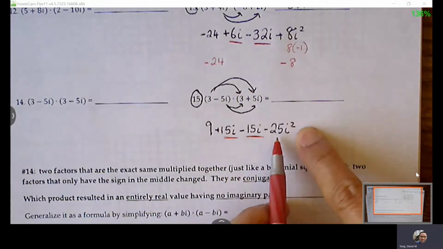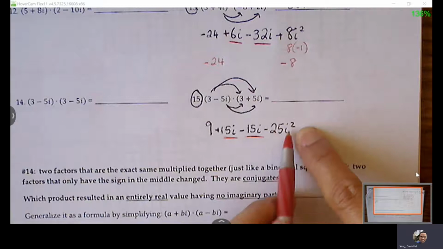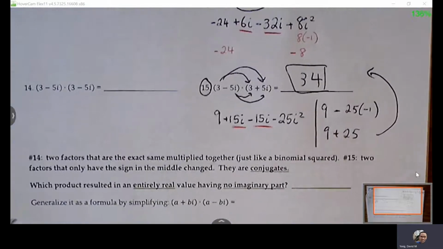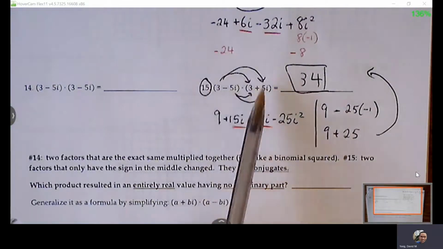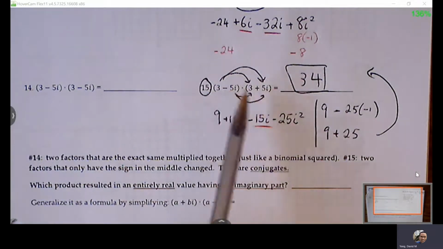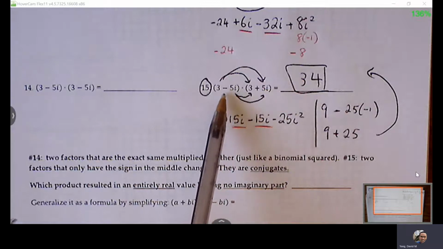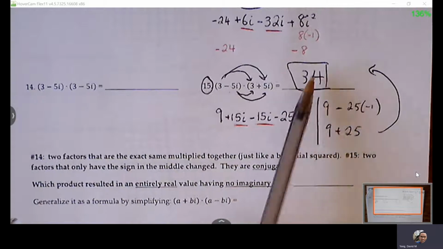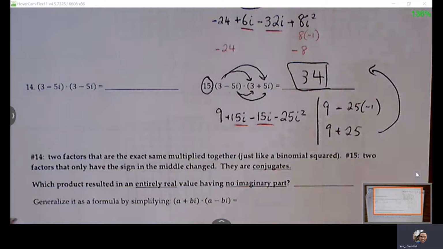What can we do with this -25i squared? Yep, so this becomes positive 25. So this gives us 9 minus 25 times -1, which is 9 plus 25, which is 34. You've seen this already, but this is a way to get rid of that imaginary unit, especially if we're trying to rationalize the denominator. We can multiply by the conjugate, and that's going to allow for this nice cleanup process for the i's to disappear, at least for that portion of the expression.